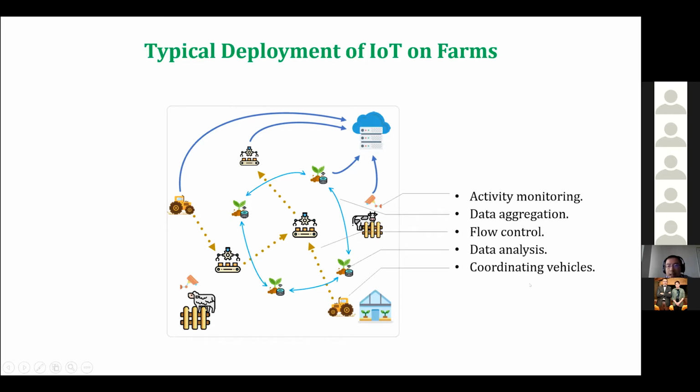Here is another example. Because on the farm, there are vehicles and machines. They need to coordinate with each other to finish one task. So these are the applications, a typical deployment of an IoT system in a farm area. But now here is the question: how to implement this? This is just a plan, so how do we implement it?